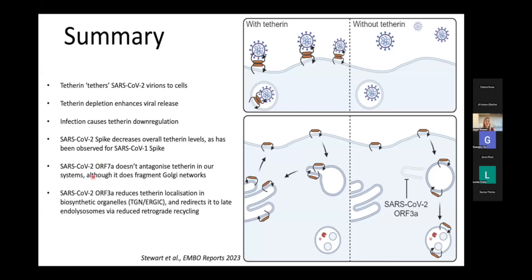And we've also published the novel mechanism of ORF3a-mediated downregulation of Tetherin, where it reduces Tetherin localization in the biosynthetic organelles and redirects it to the late endolysosomes. And this work was published, well, not last year now, 2023 now, with both the Firth Group and James Edgar.